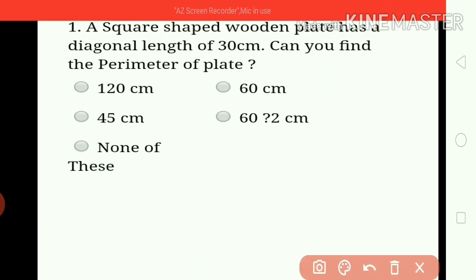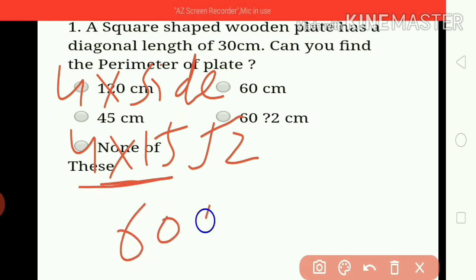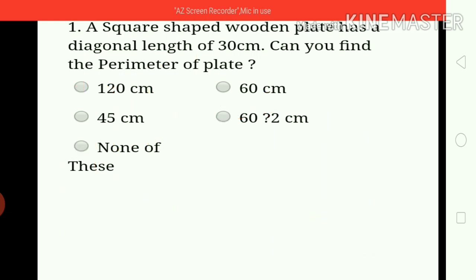So you know that the perimeter is 4 multiplied by side. This is the perimeter of square. So 4 multiplied by 15 root 2. This is 15 4s are 60 root 2. So what is the option showing this one, 60 root 2? This is option number D, that is 60 root 2. This is root, okay? So 60 root 2 centimeter, right?